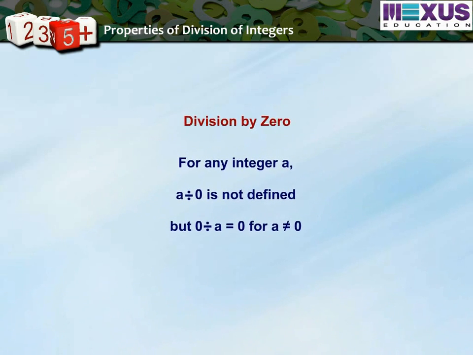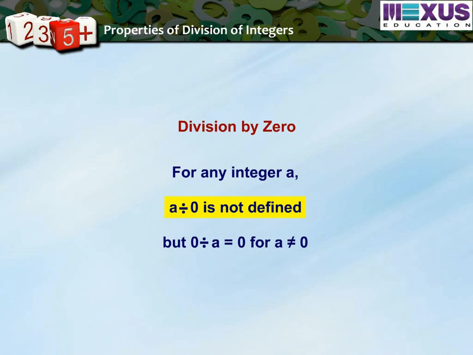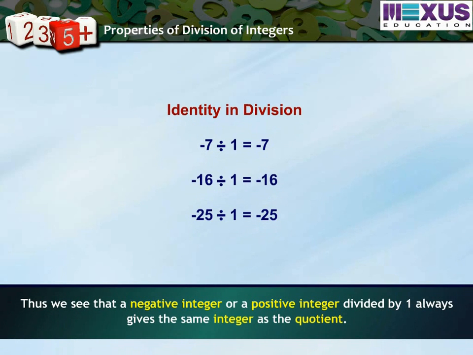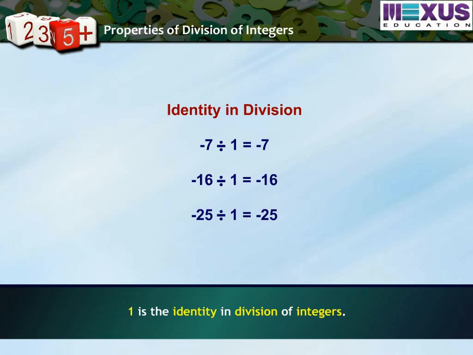Like the whole numbers, any integer divided by 0 is meaningless, and 0 divided by an integer other than 0 is equal to 0. We have seen that when we divide a whole number by 1, we get the same whole number as quotient. Now, is it true for a negative integer also? Let us check it. Thus, we see that a negative integer or positive integer divided by 1 always gives the same integer as quotient. Therefore, 1 is the identity in division of integers.